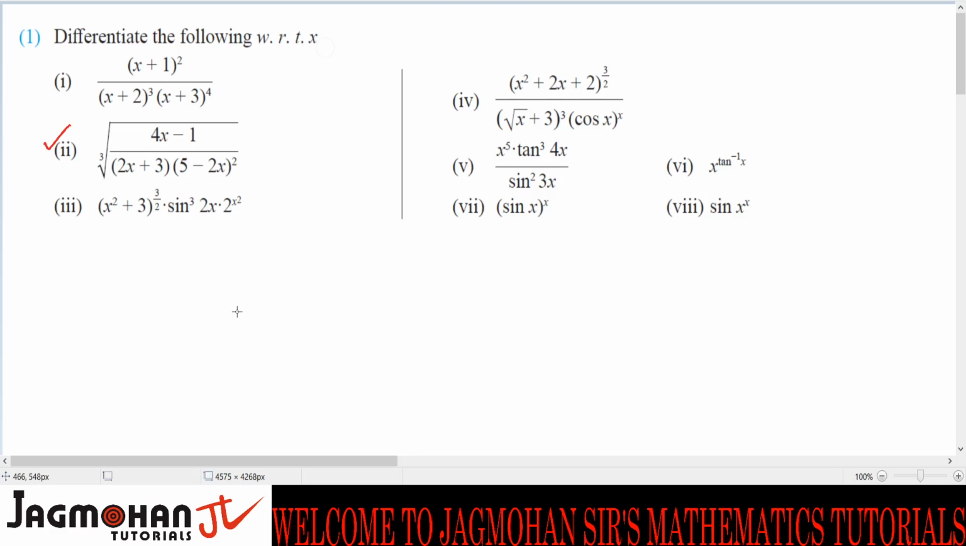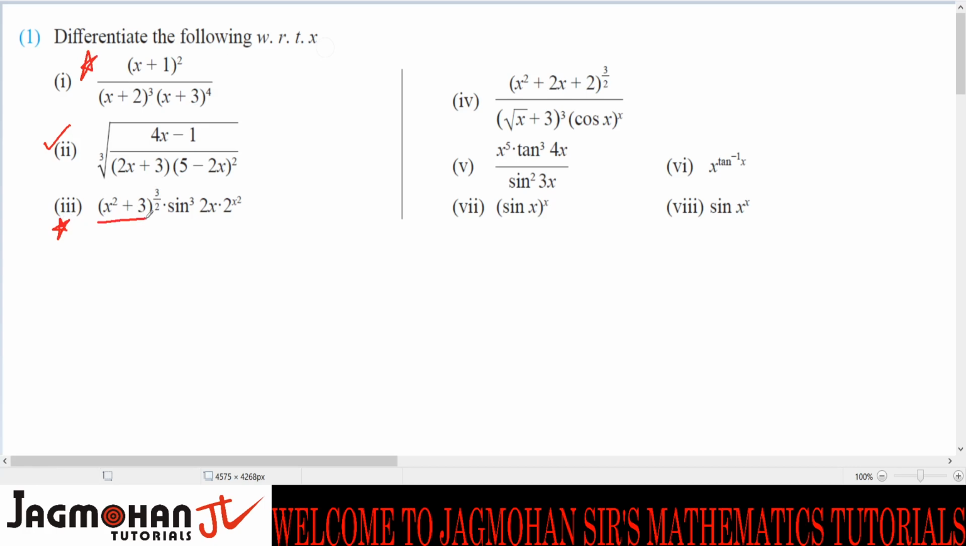Let's take one more problem on logarithmic function, derivative of logarithmic function. So I solved the second for you. This first one you can try, this will be very easy. You can try this first function on your own. Then you can try the third one also on your own.